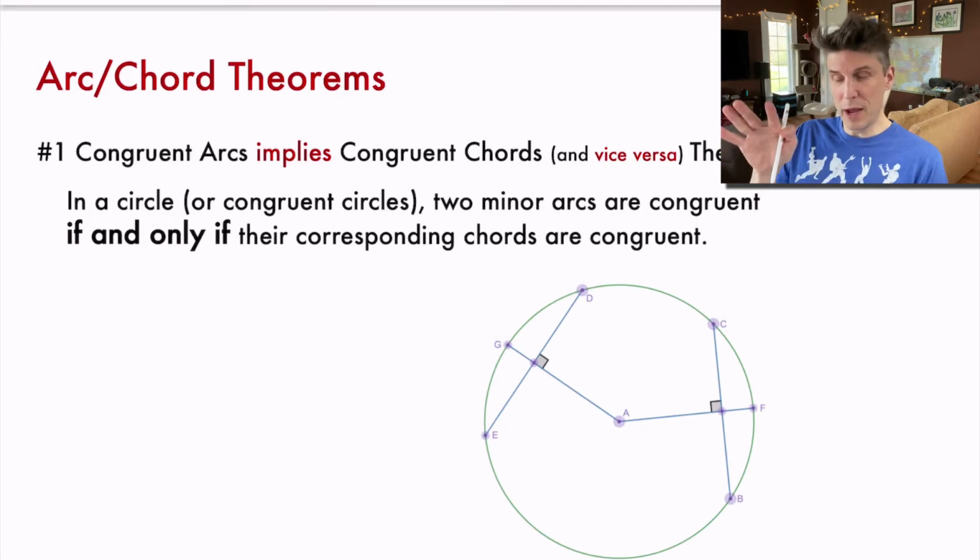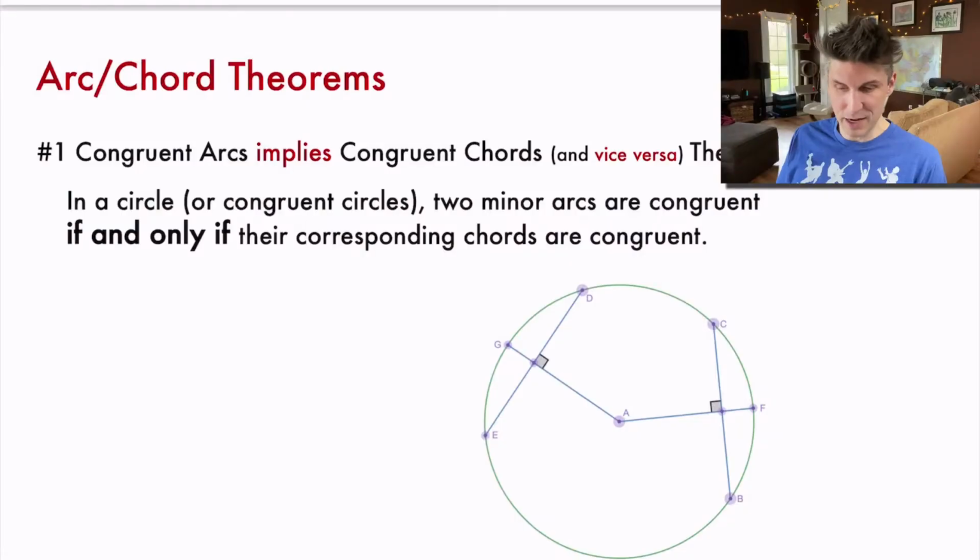So if you have a circle and you know that you have two arcs that were created by two chords, if those arcs are congruent or have the same measure, the same degree measurement, that means that the chords must be the same. So the theorem reads, in a circle or congruent circles, if you have the same radius, it's the same circle, except it's somewhere else. It's the same exact type of circle. So in a circle or congruent circles, two minor arcs are congruent if and only if their corresponding chords are congruent.